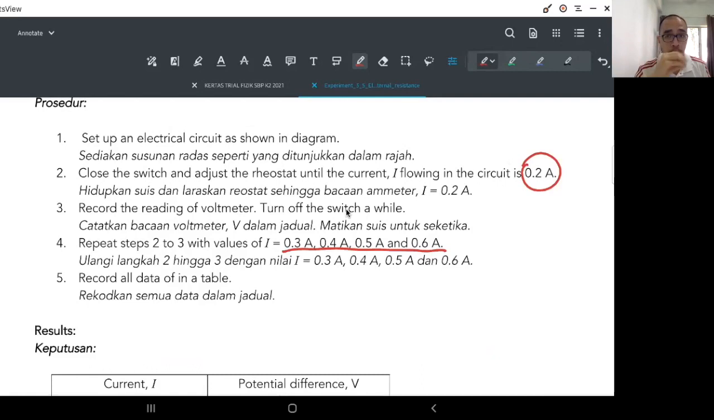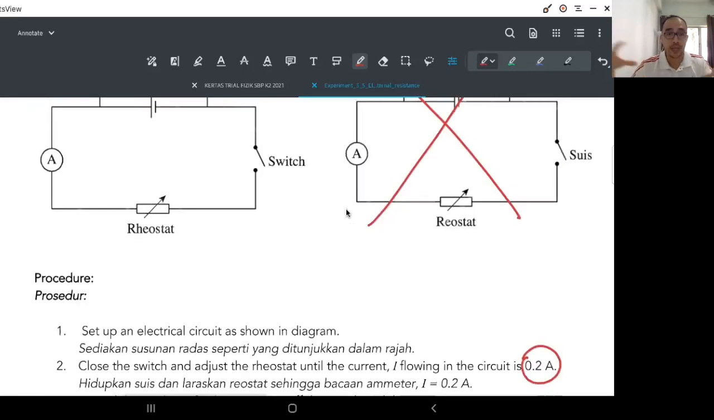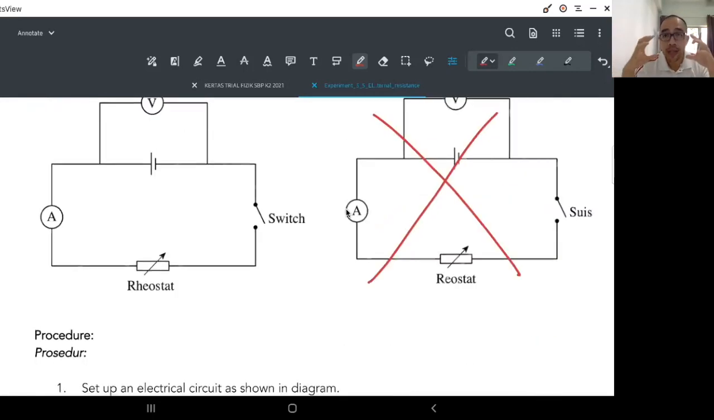But let's say it is an open experiment and you yourself determine the currents that you want. Remember that you need 5 current values. So what you do is you set up the circuit, and then you adjust the rheostat to the maximum and the minimum. Look at the current values. Don't look at the voltmeter yet. What is the maximum you can go? What is the minimum you can go? And then choose 5 values.